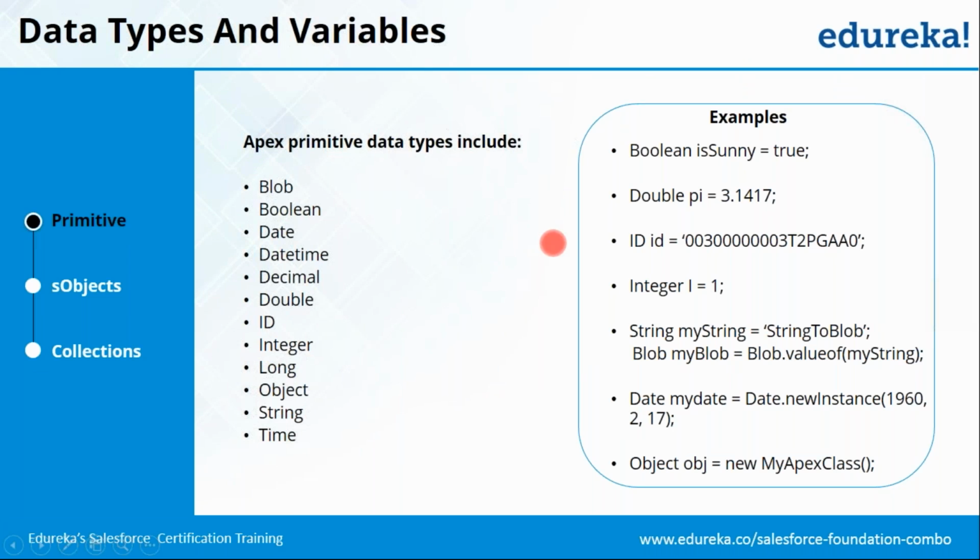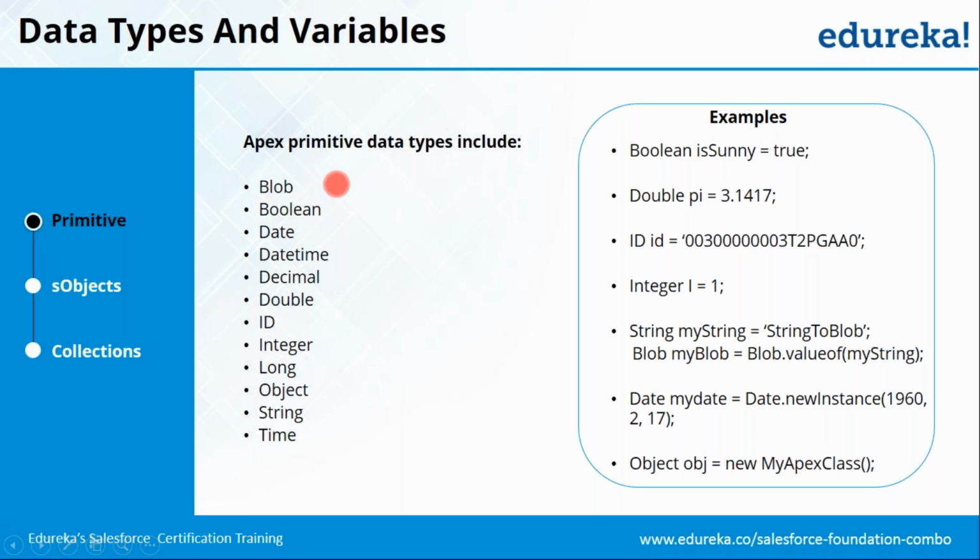So first of all, let me talk about the primitive data types and variables. Apex supports these data types: blob, boolean, date, datetime, decimal, double, ID, integer, long, object, string, time. So it's all pretty obvious, right? These are very simple data types that are supported by other programming languages too. Maybe blob is something some of you don't know.